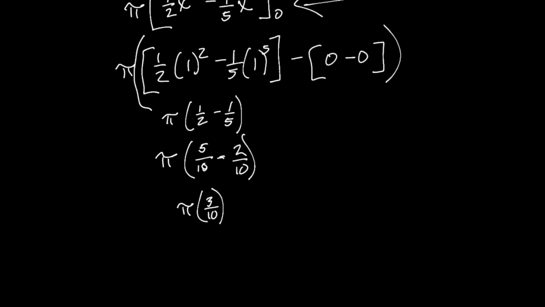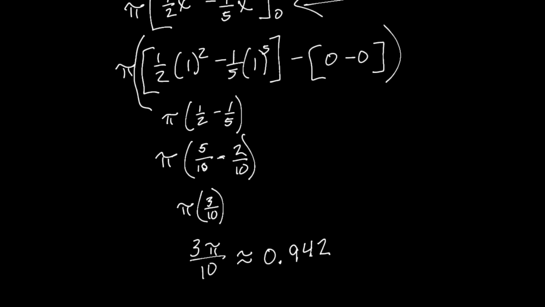So, in your calculator, if you wanted the exact answer, you'd have 3 pi over 10, but in your calculator, you'd have 3 times pi divided by 10, and the decimal approximation for that, in your graphing calculator, would give you about 0.942. All right. So there you go.